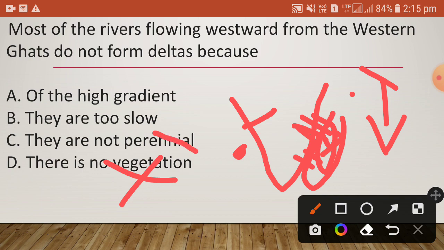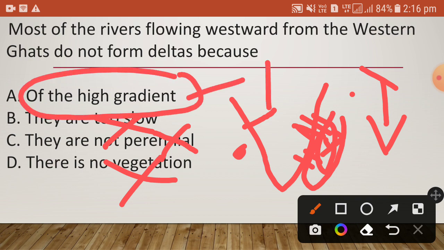See, yes, obviously the peninsular rivers are perennial in nature. So I'll explain what is perennial, but as of now, just listen. Yes, they are perennial in nature, but that is not the correct explanation for this question. And they are too slow. No, it is not the exact answer. The answer will be high gradient. So gradient is nothing but height. If you know the meaning of the gradient, then you could have easily solved this.